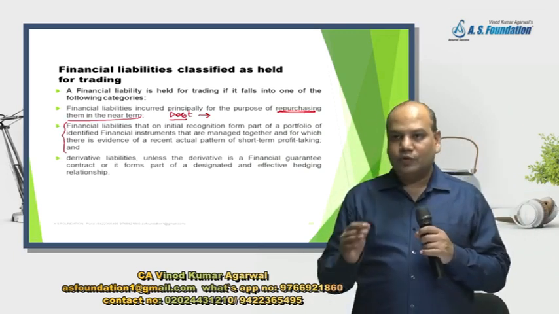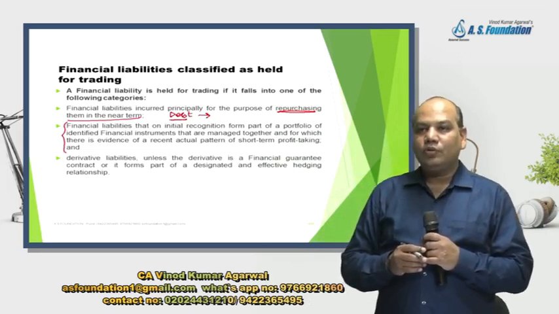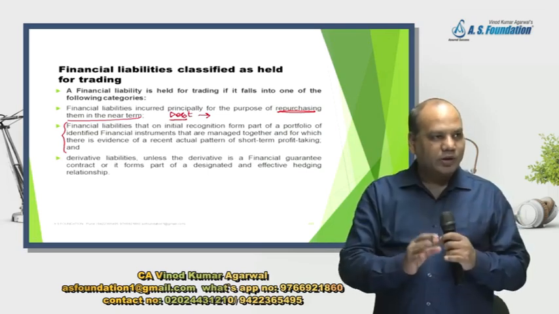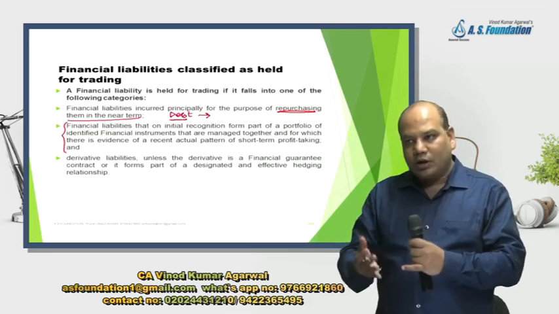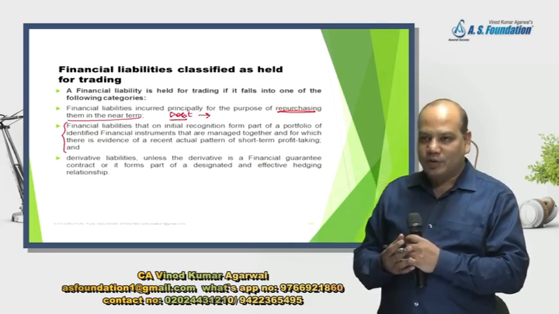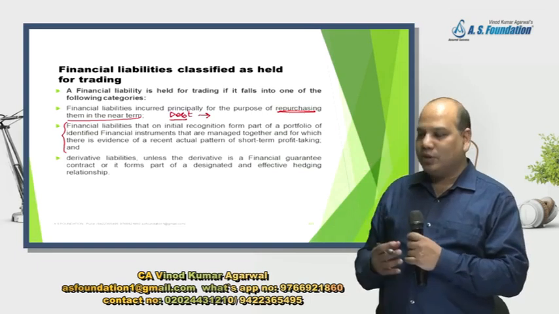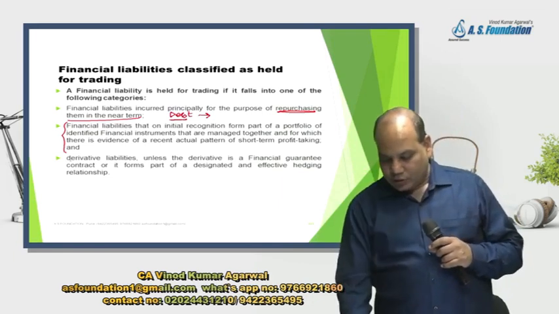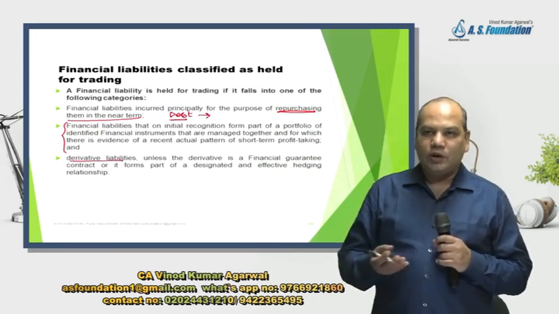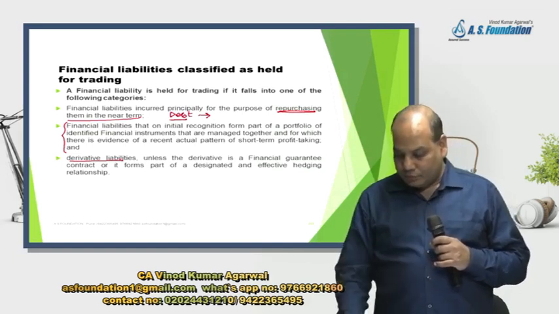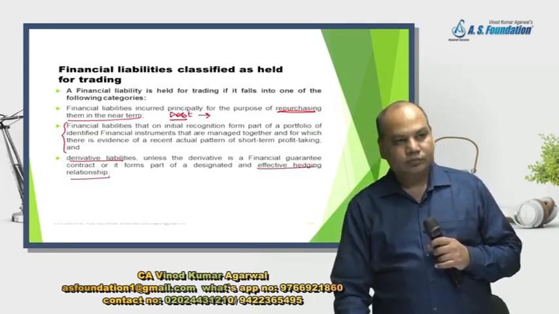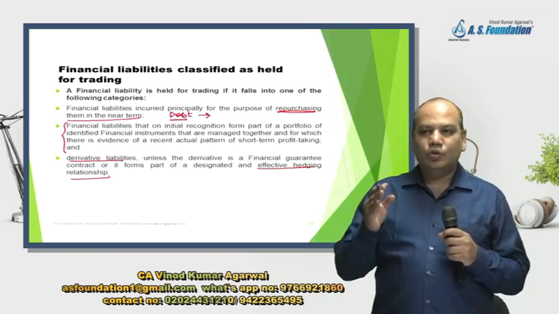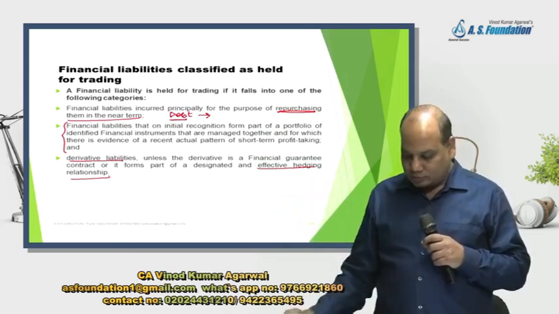Second, it is a part of a portfolio, and that portfolio is used for short-term profit booking. This financial liability is a part of a portfolio, and the whole portfolio is managed for short-term profit booking. Then it will be designated as FVTPL. Derivative liabilities are usually FVTPL, unless the management designates the derivative as a hedging instrument for hedge accounting purposes, in which case you follow the special rules of hedge accounting.